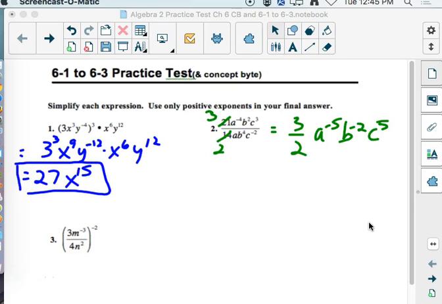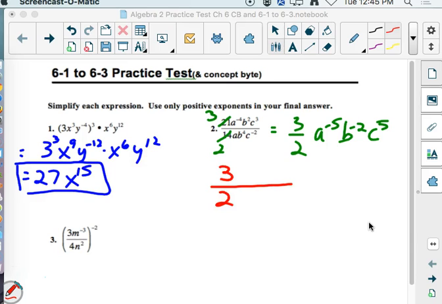All right, so we simplified 21/14 to 3/2. We subtracted the exponents for a, b, and c, but the directions say only positive exponents. What's that supposed to tell us? Negatives go to the bottom. That's exactly what it tells us. So what we're going to do is keep anything that has a positive exponent on the top with a 3. That's the c to the 5th. But that's the only one that had a positive exponent, so we've got to put the a to the 5th on the bottom and the b squared on the bottom in order to make those positive.